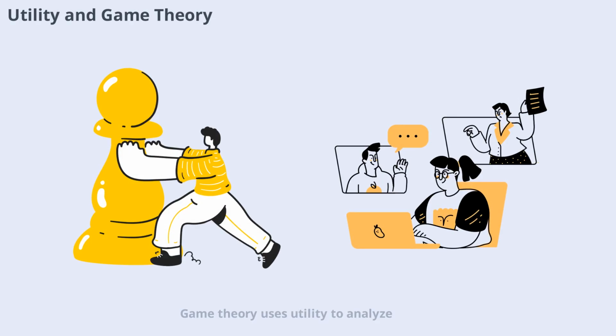Game theory uses utility to analyze strategic interactions between individuals or groups. In games, each player tries to maximize their own utility, considering the possible actions of others. This approach helps explain behaviors in competitive situations like business negotiations or sports. By modeling choices and outcomes, game theory provides insights into cooperation, competition, and conflict.